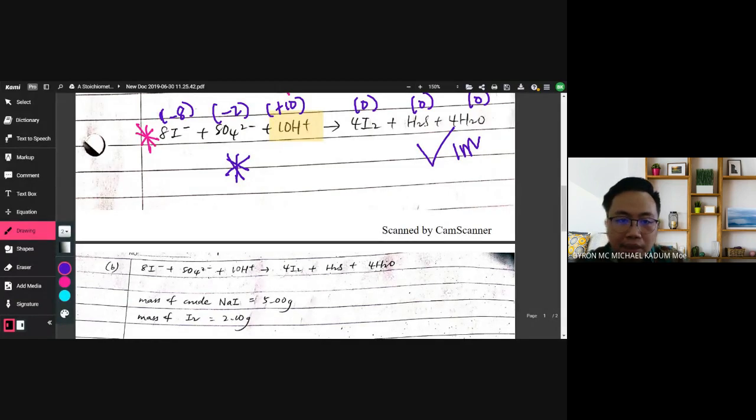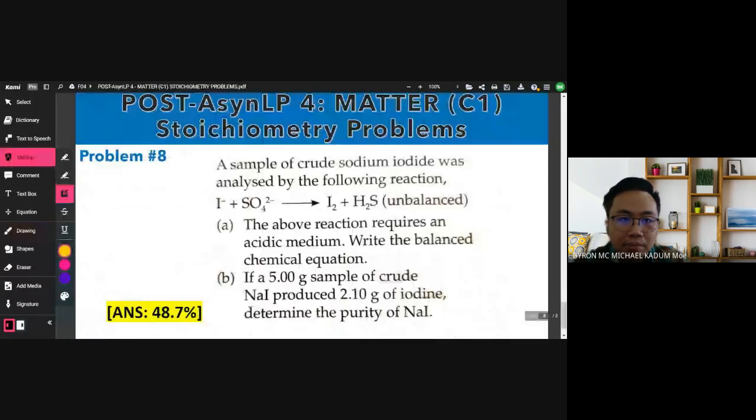Part B tadi dia minta cari apa ni? Part B, if a 5-gram sample of crude NaI produced 2.10 gram of iodine, determine purity of NaI. Dia mau cari apakah nilai percentage of purity of NaI. Percentage purity adalah soalan HOTS yang agak popular. Ada soalan so far about yang tadi tu mula-mula? Tidak ada kan? Kalau tidak ada, kita teruskan dengan yang B.